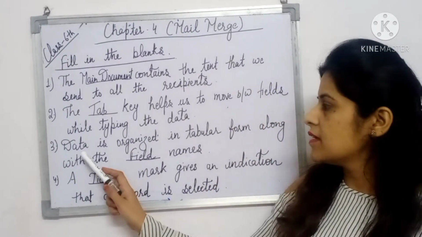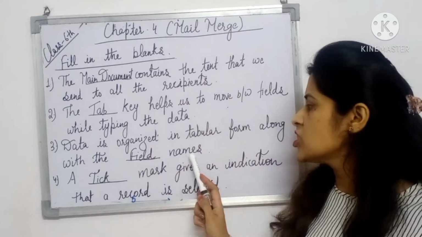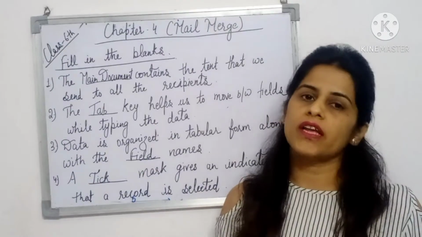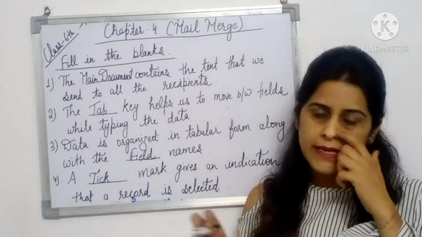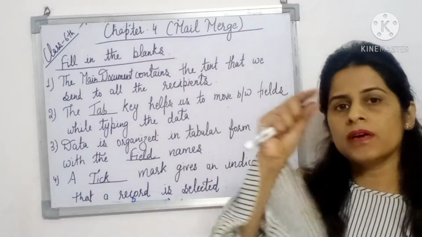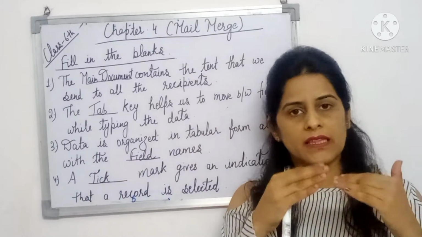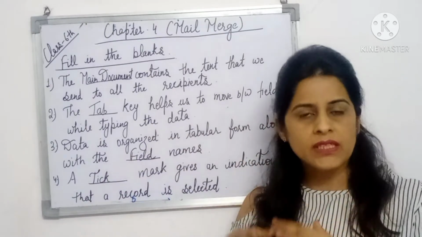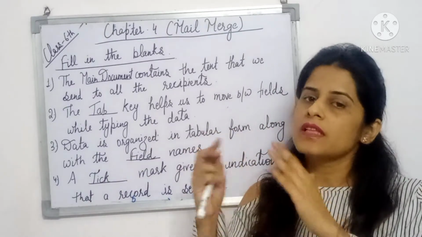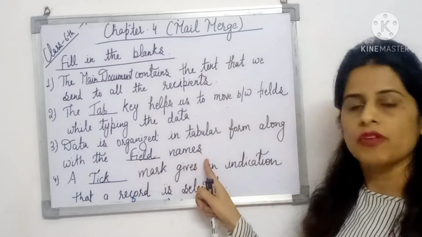Third one is: data is organized in the tabular form along with the dash names. In the data source you are creating the data in tabular form, and at the top of the columns you will write down the fields. Fields means like name, then address, then phone numbers. You will recognize the column by the field name, that is known as the field name.